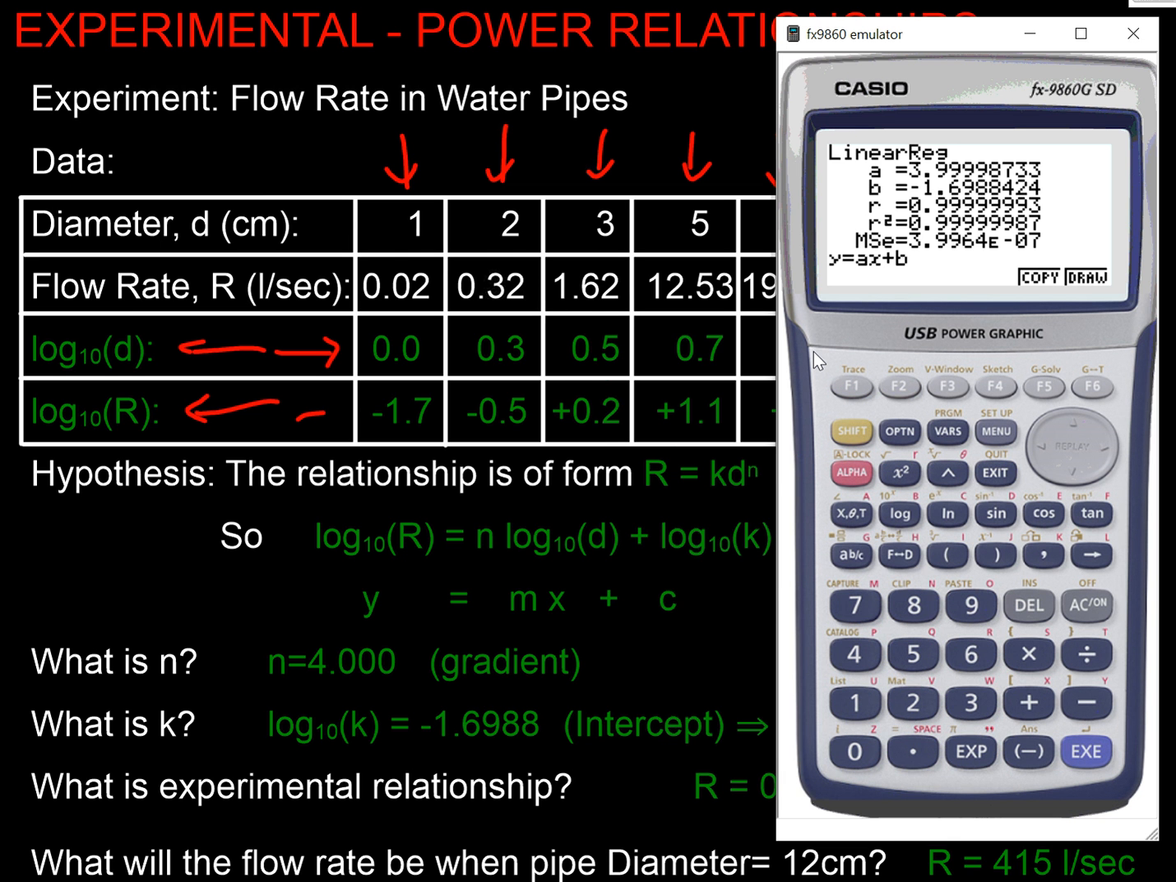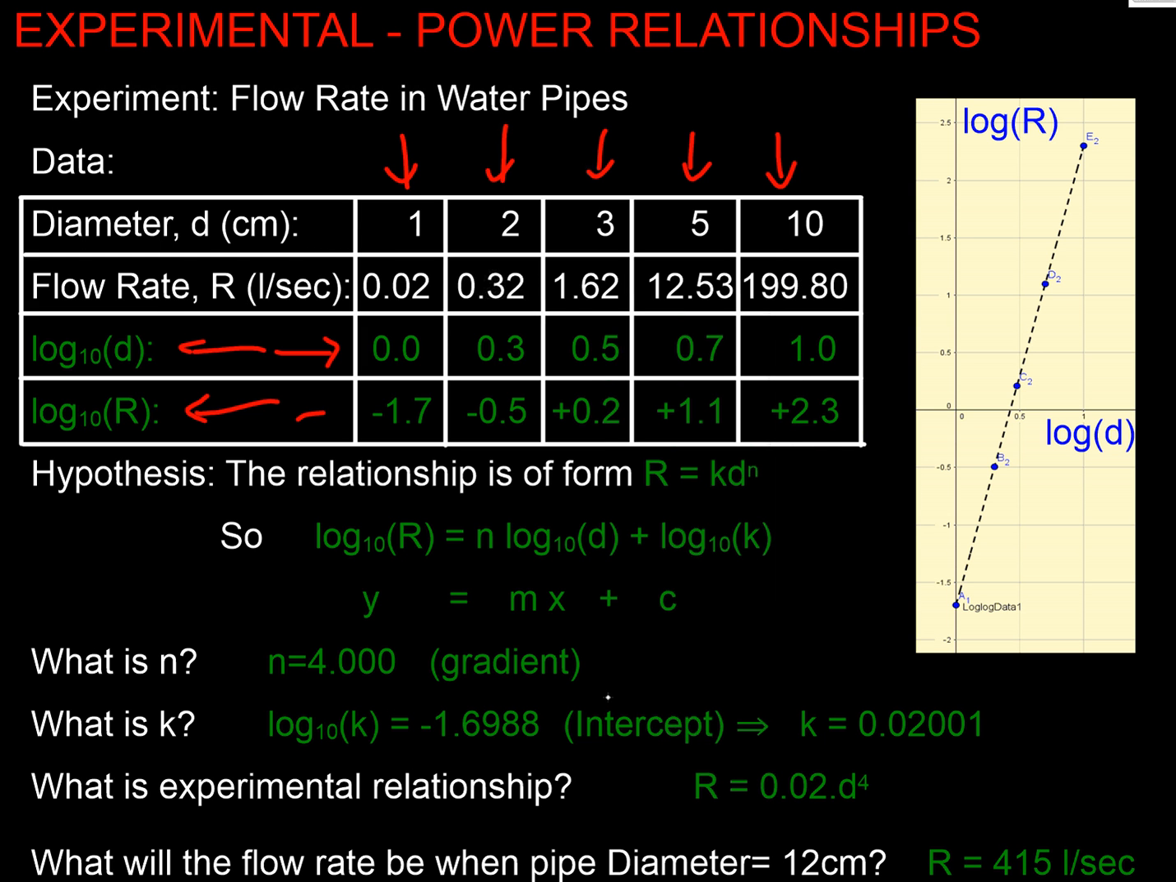So on my graph there, my gradient m is going to be 3.9998. Rounded to 4 significant figures, that's 4. So that's going to be my power. We'll go back and just check that a sec. That's going to be my power, and my intercept is minus 1.6988. That's my intercept. So I read those two numbers off, my gradient and my intercept. Sorry, I can't show this at the same time on the screen.